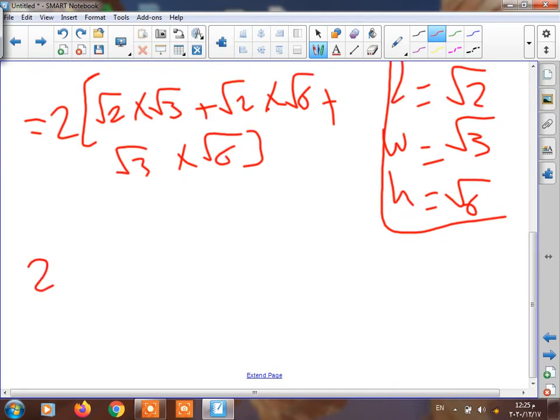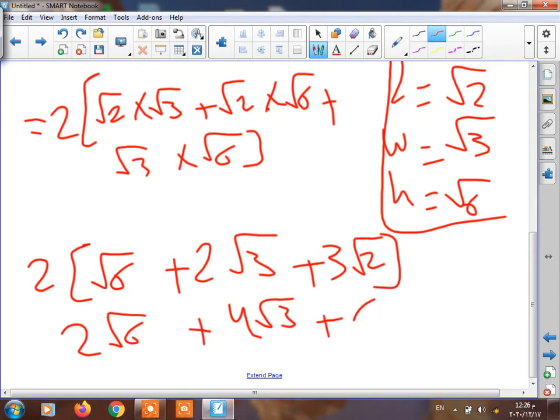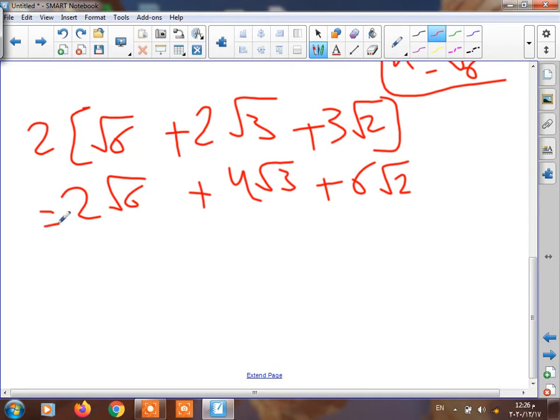Simplify it. Between braces, root 2 times root 3 equals root 6. Root 2 times root 6 means root 12, and it means 2 root 3. Root 3 times root 6 means root 18 and will be equal to 3 root 2. After that distribute 2, so we have 2 root 6 plus 4 root 3 plus 6 root 2. They are different or unlike terms, so you can leave it as it is or you can convert it into decimal as the last step.